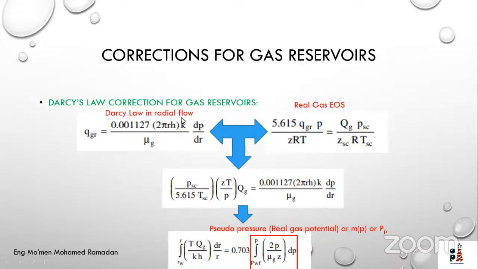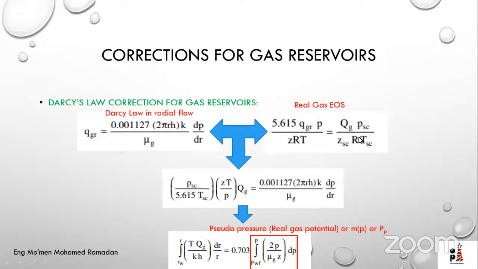As you see here, this is the equation of Darcy law in radial flow. q equals this term, which is the area multiplied by the permeability over the viscosity, and this is the pressure gradient, dp by dr, because the flow is radial and r is the radius. So this is Darcy law in a radial form. If you combine this equation with the real gas equation of state, which is here q multiplied by pressure over ZRT, it will equal q and B.